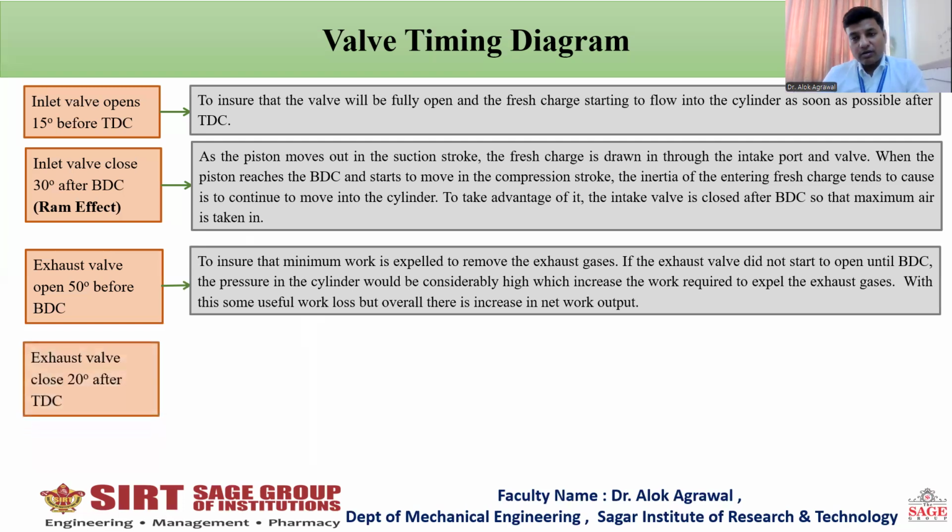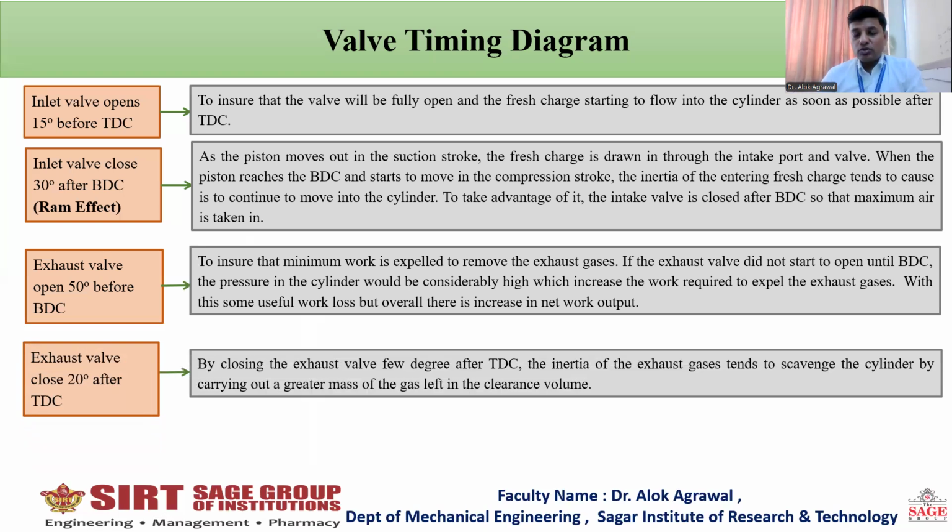Next, it will remain open when the piston reaches TDC, and it will close after the piston reaches TDC. Why is it happening? It is because the main aim is to take out the maximum amount of exhaust gas from the combustion chamber. So we keep the exhaust valve open so that the maximum amount of exhaust gas will go out of the combustion chamber, so that there will be more space for fresh charge to come inside the combustion chamber.